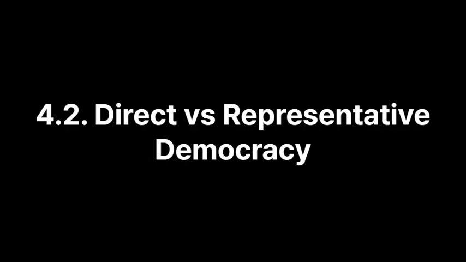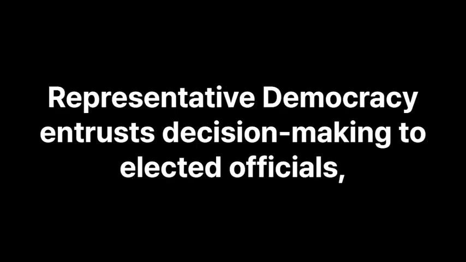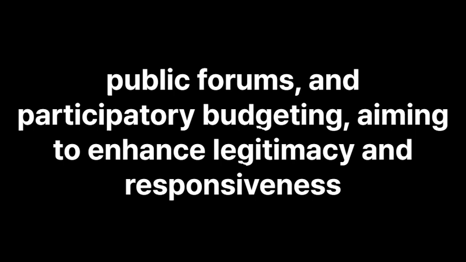4.2. Direct versus representative democracy. Direct democracy involves direct participation in decision-making, e.g., Swiss referenda. Representative democracy entrusts decision-making to elected officials, with mechanisms of accountability through elections. 4.3. Participatory and deliberative democracy. These emphasize deeper citizen engagement through deliberation, public forums, and participatory budgeting, aiming to enhance legitimacy and responsiveness.